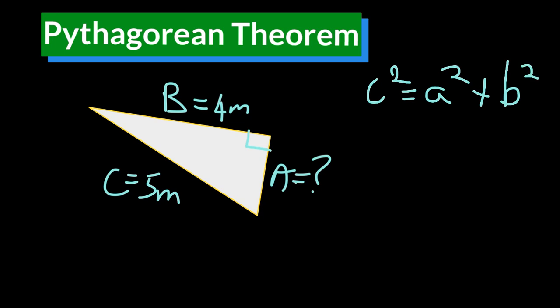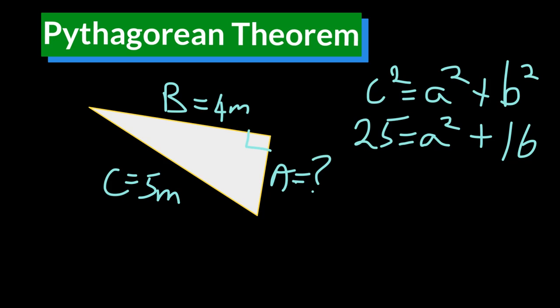C squared is 5 meters squared, which is going to be 25. A squared we don't know. Plus b squared, 4 squared is 16. To solve the equation, we need to isolate the variable on the left. So we're going to subtract 16 from both sides.